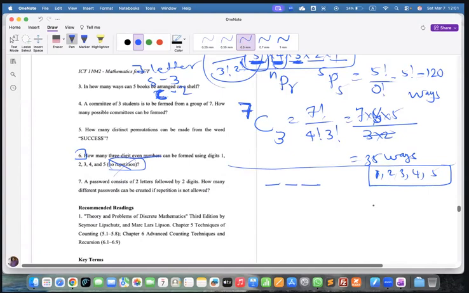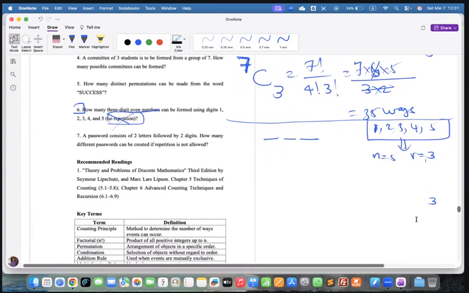There are 5 digits, 1, 2, 3, 4, 5. Now tell me how many 3-digit numbers you are making from these 5 digits. So n is equal to 5. The question is a little bit complex here, that's why I'm telling you. You have 5 digits, and from the 5 digits, how many 3-digit numbers are you making without repetition?